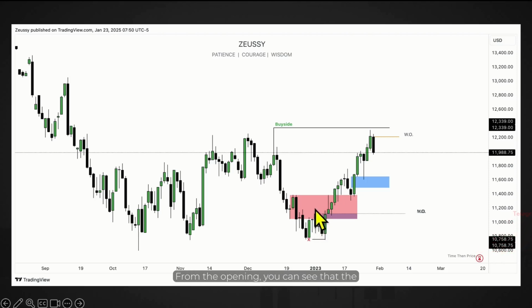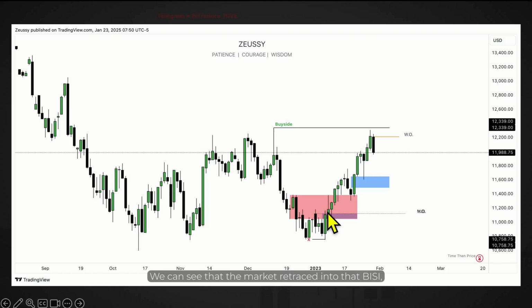From the opening, you can see that the market dropped lower and took out sell side liquidity resting below this low. Why is this low important? Because it is the previous month's low. It's the low of December. Notice that the market took out this low and then expanded higher. Notice that an imbalance formed whilst the market traded above this yearly and monthly open.